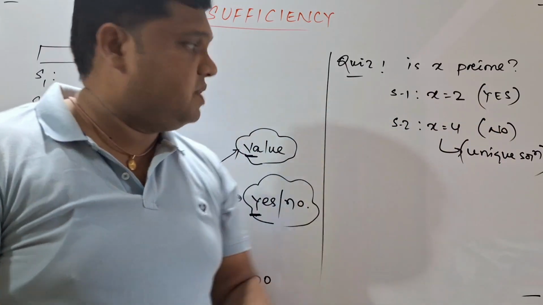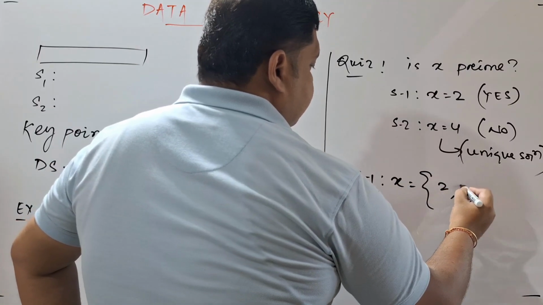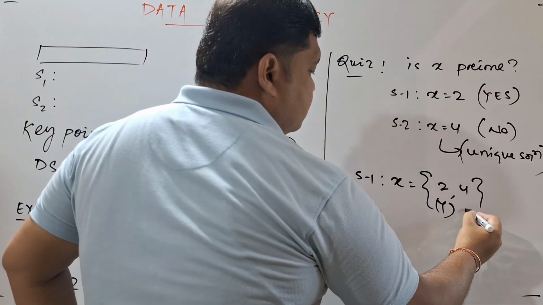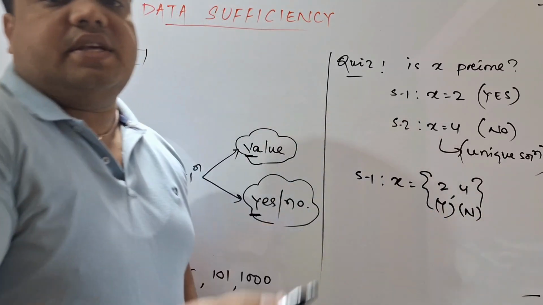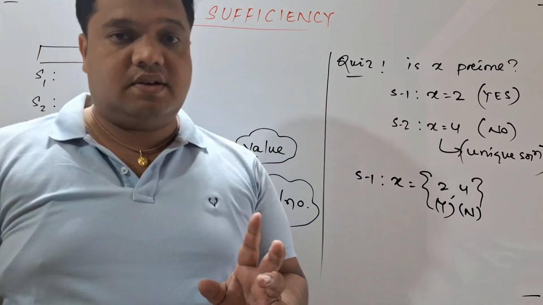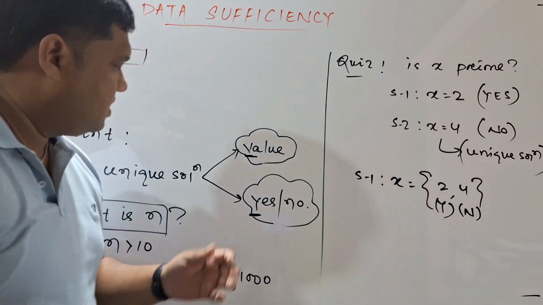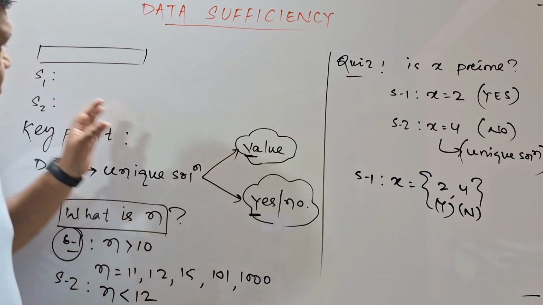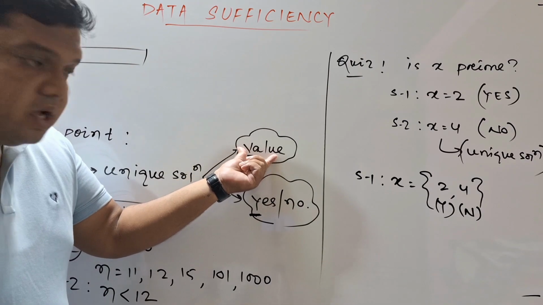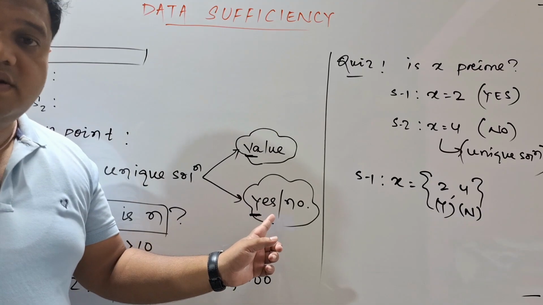But suppose one statement is given in this way: x is equal to 2, 4. For 2 you say yes, 2 is prime, but for 4 you say no. For some values of x you say yes, for some you say no. For a single statement you have multiple answers. That is not unique. That statement alone is not sufficient. So in DS, what do we have to check? First, we have to evaluate both statements. Then we have to think whether we are looking for a value, or whether saying yes or no gets the work done, meaning we get our answer. That is what we have to think. Clear?